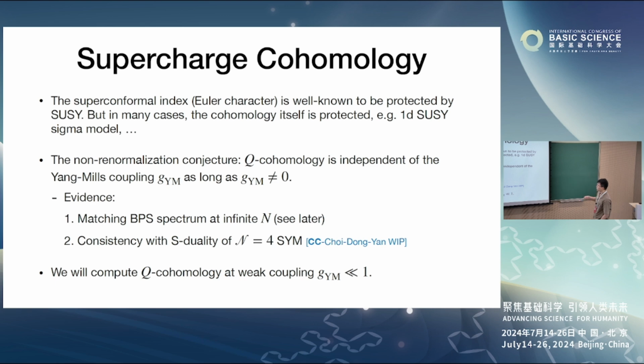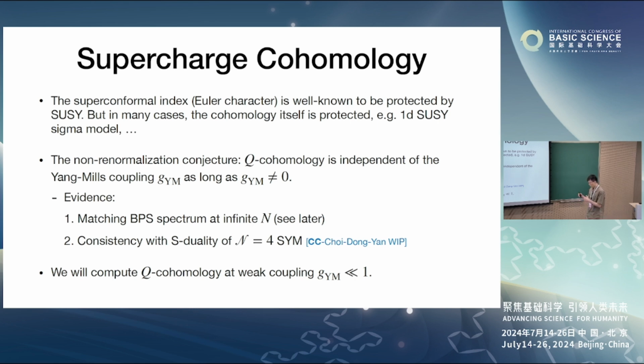From this definition, we can immediately see that the superconformal index is just the Euler character of this supercharge cohomology. We also know from various arguments that the superconformal index is protected by supersymmetry, so it does not depend on, for example, the Yang-Mills coupling g_YM. Actually, in many cases the cohomology itself is protected, for example in the 1D SUSY sigma model. But for higher dimensions, it's less clear whether the cohomology itself is protected. There is a non-renormalization conjecture stating that this Q cohomology is independent of the Yang-Mills coupling g_YM, as long as g_YM is not 0.